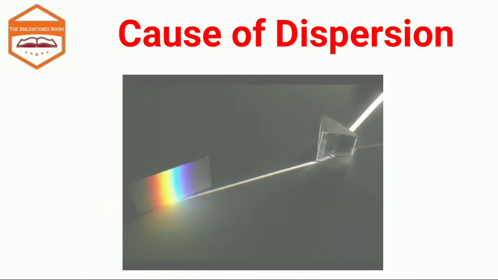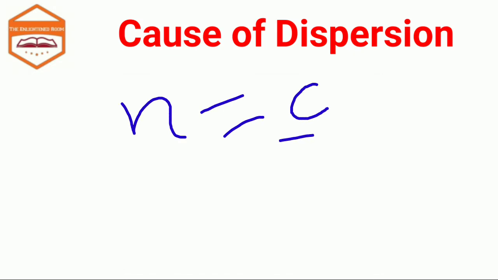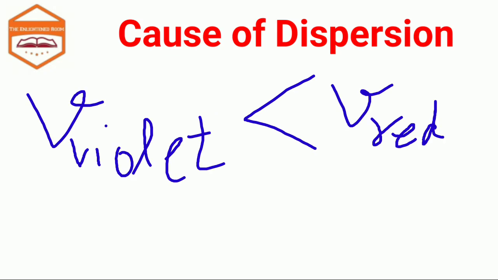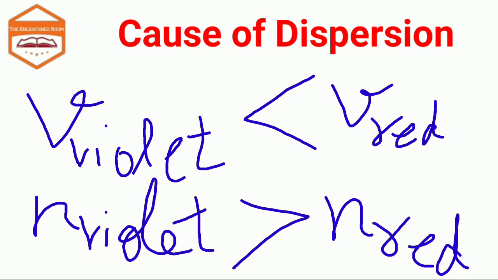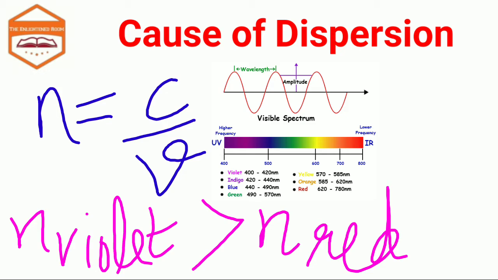For example, in glass, violet color has the minimum speed and red color has the maximum speed. So the refractive index of glass can be written as n = c/v. Now v is different for different colors. Therefore n is different for different colors. We can also say that v of violet is less than v of red. Therefore n of violet will be greater than n of red. That means the refractive index of glass, denoted as n, for violet is more than the refractive index of glass for red color.